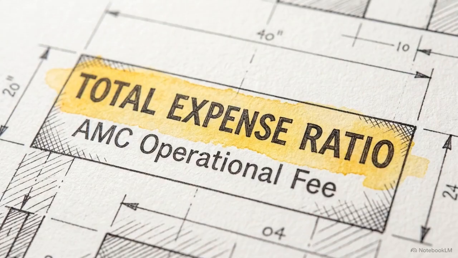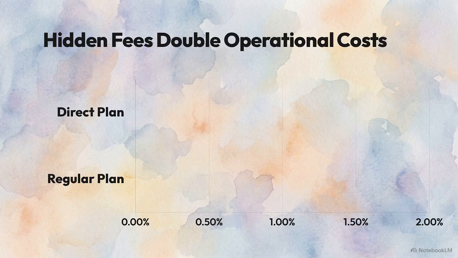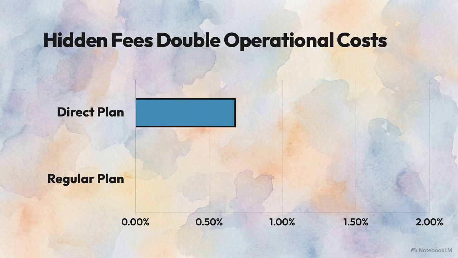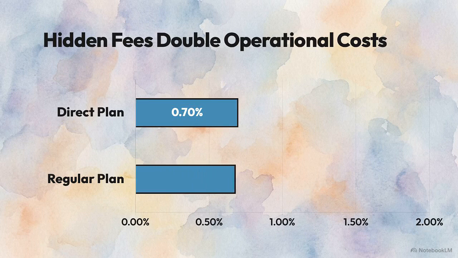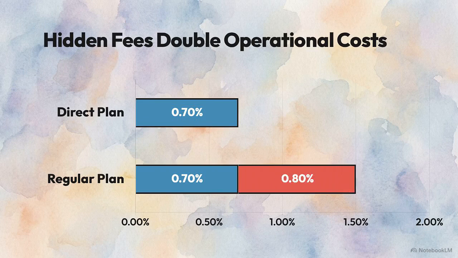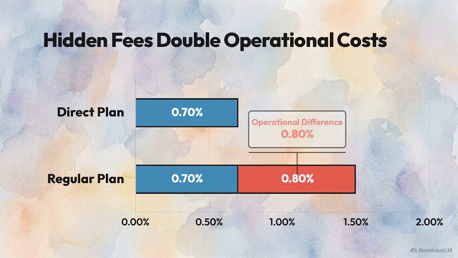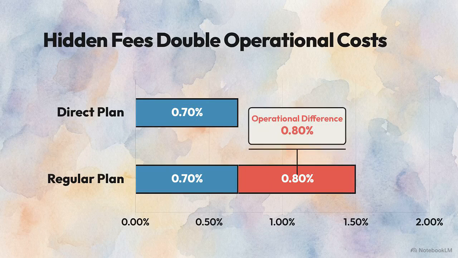This is the annual fee charged by an asset management company to cover the operational costs of running a mutual fund. These two progress bars contrast the baseline operational costs. Direct plans run highly efficiently, typically carrying a TER of 0.70%. Regular plans operate at a higher threshold, typically around 1.50%. The absolute difference between these two operational tiers is a fractional margin of just 0.80%.